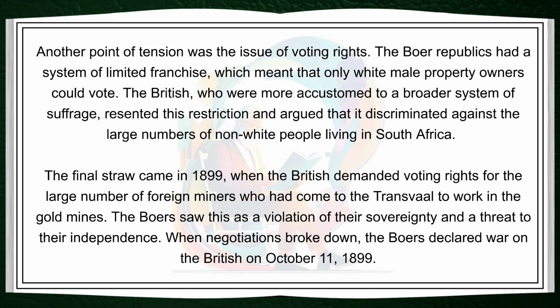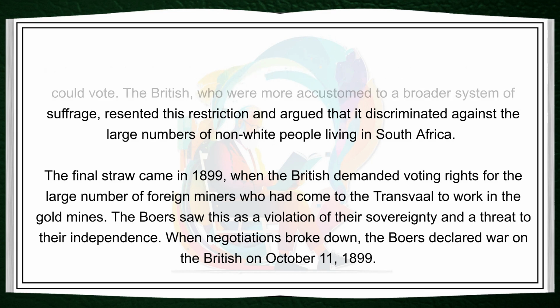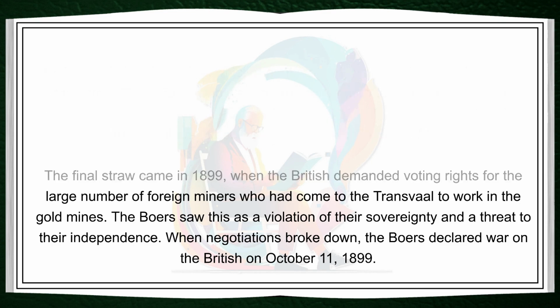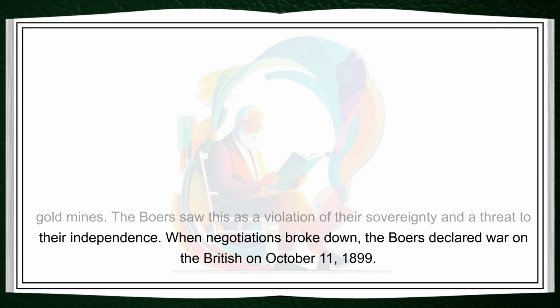The final straw came in 1899, when the British demanded voting rights for the large number of foreign miners who had come to the Transvaal to work in the gold mines. The Boers saw this as a violation of their sovereignty and a threat to their independence. When negotiations broke down, the Boers declared war on the British on October 11, 1899.